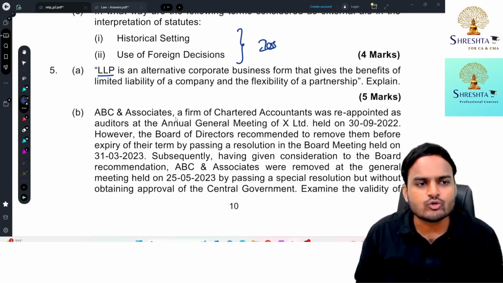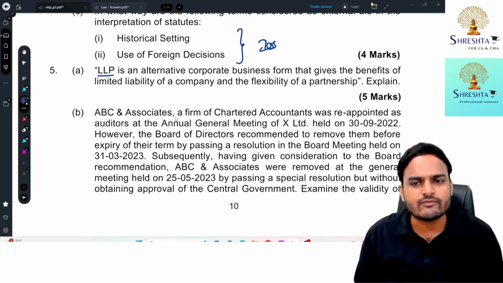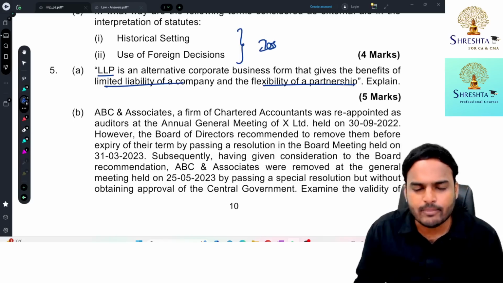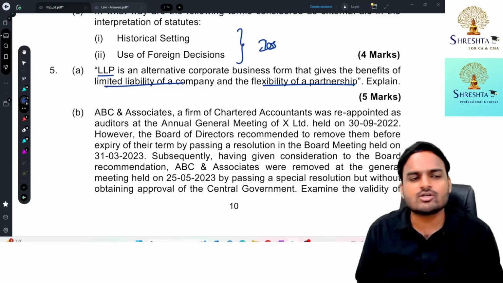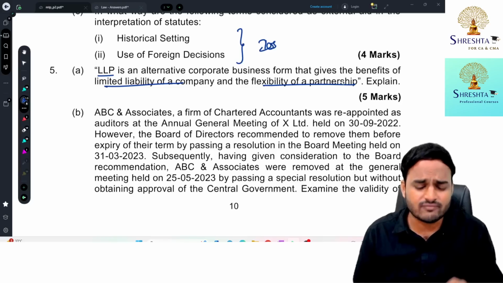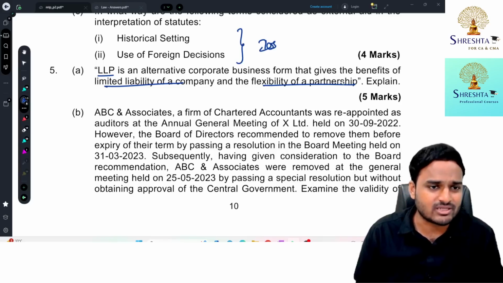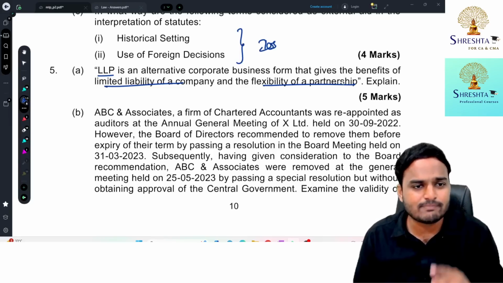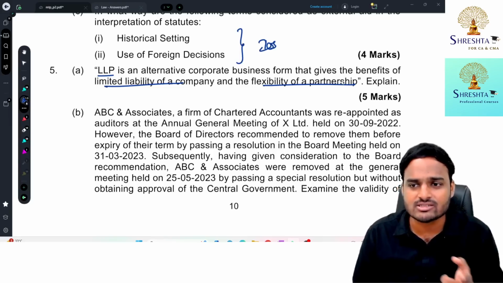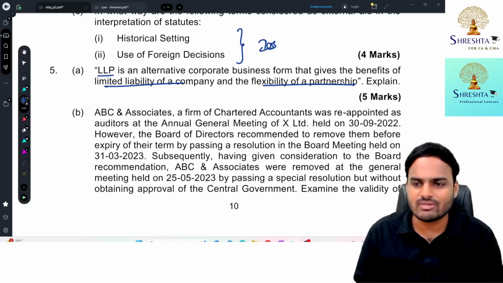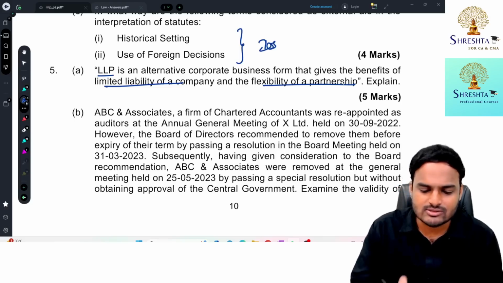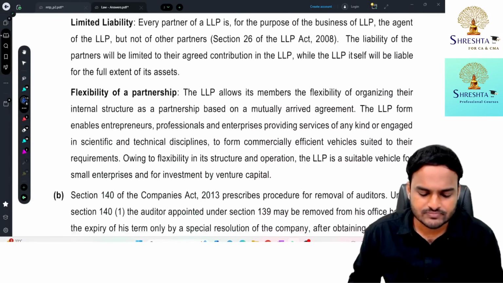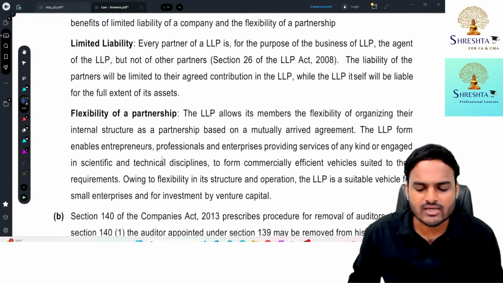LLP is an alternative corporate business form that gives the benefit of limited liability of a company and the flexibility of a partnership. Explain. So this is also a direct theory question. Basic question, my first question of LLP chapter. So it is having the benefits of both company as well as partnership. In case of company, limited liability. In case of partnership, flexibility of management. Understood? So small question. And the question is for 5 marks.